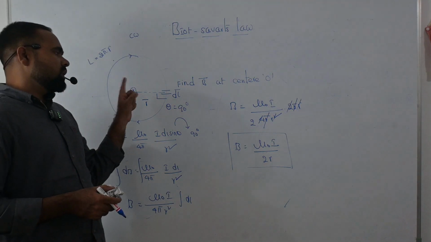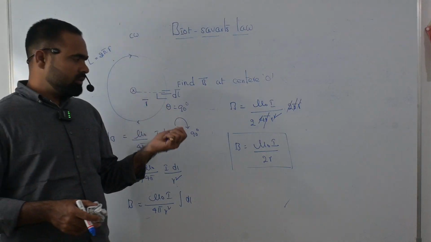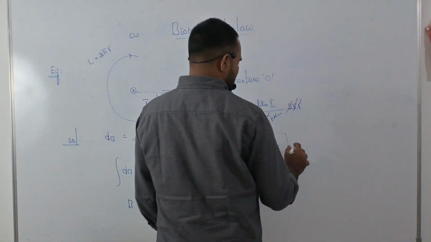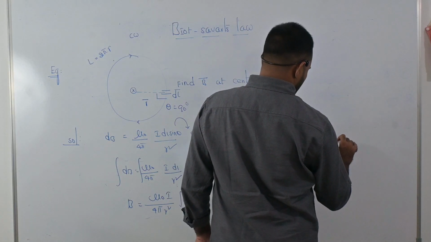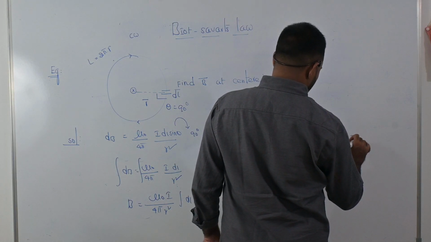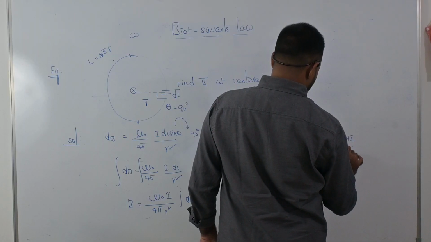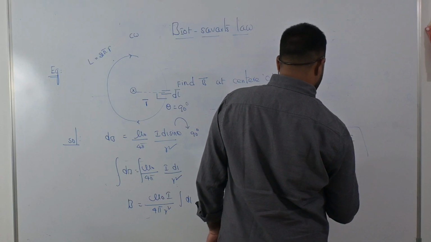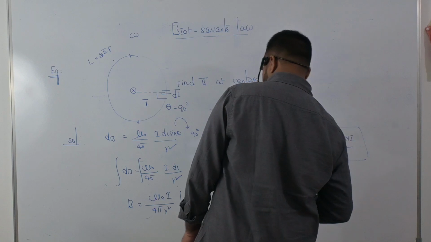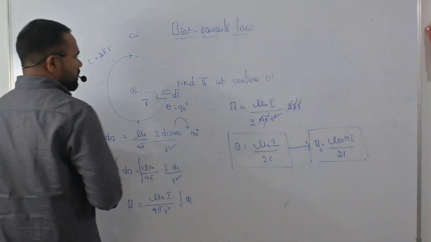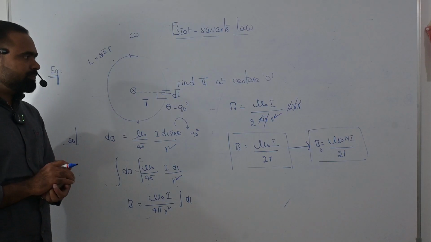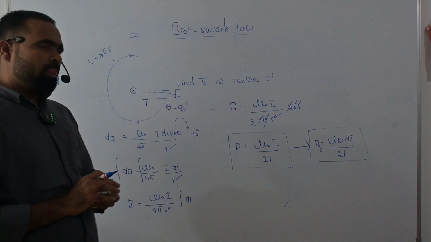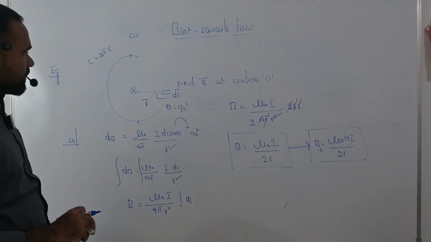For example, if this coil contains n number of turns, then the formula is B equal to mu naught n I by 2R. This is called the magnetic field strength at the center, right? So it is a simple example for understanding by using Biot-Savart law, right? Okay.